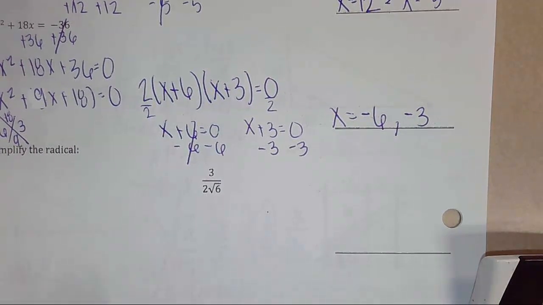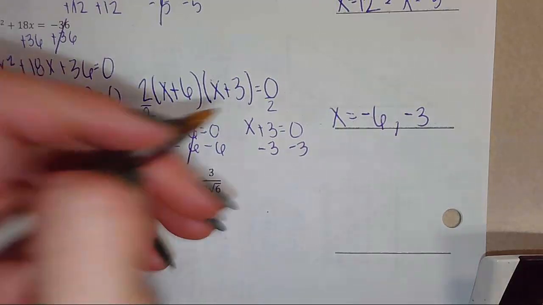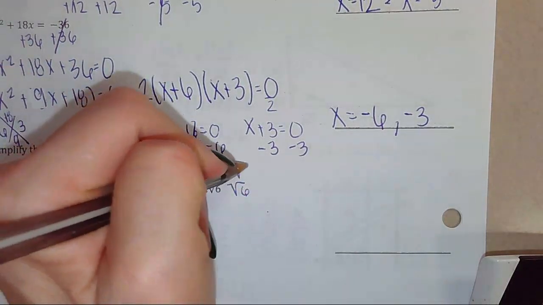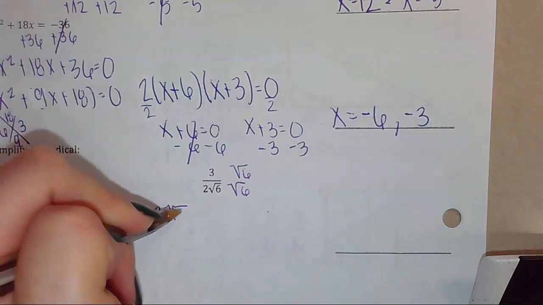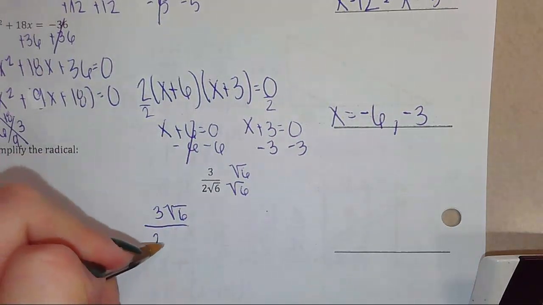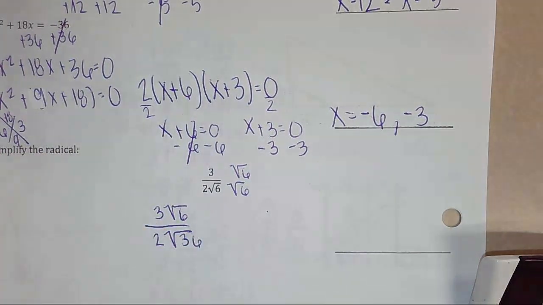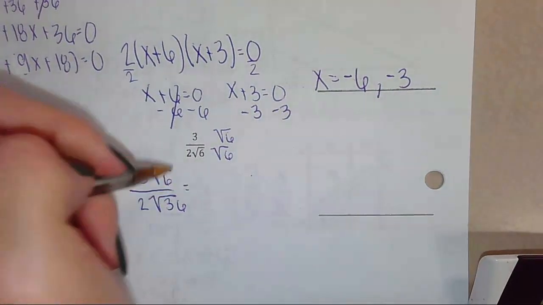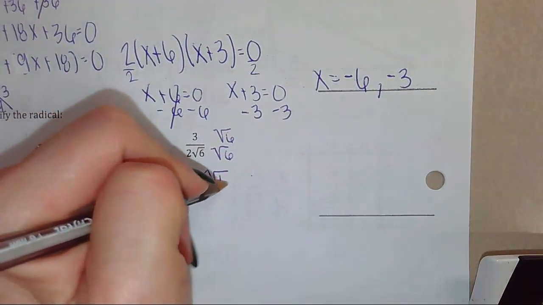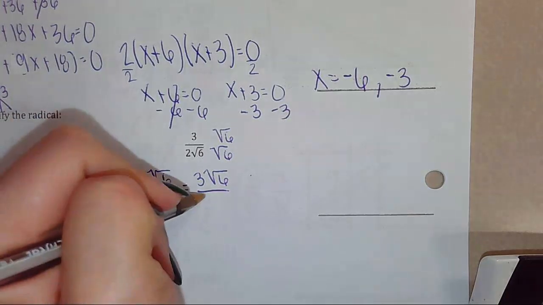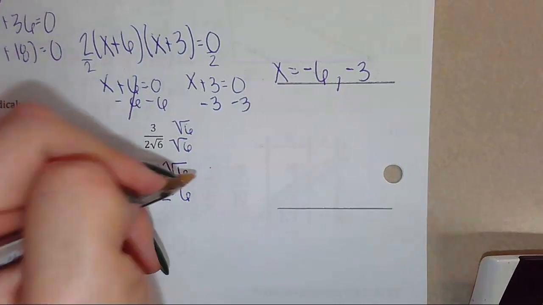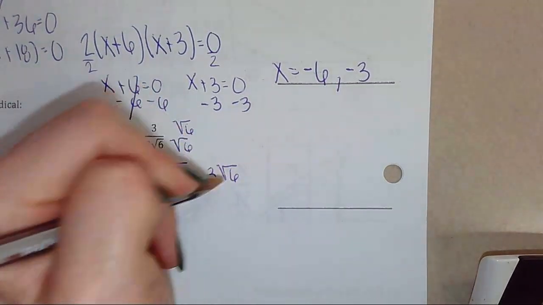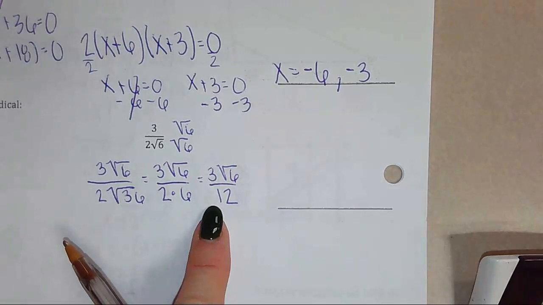Last thing I need to do is simplify the radical here. So I need to get rid of this rad 6. I'm going to multiply the top and the bottom by rad 6. I'll have 3 rad 6 over 2 rad 36, which the square root of 36 is 6. So I'm left with 3 rad 6 over 12.